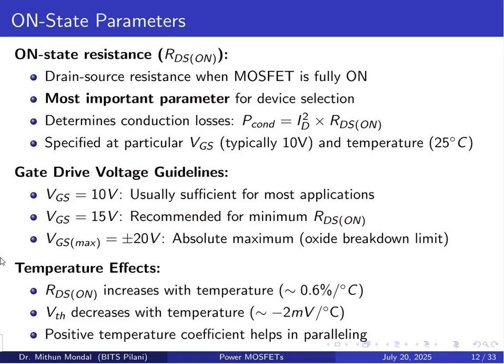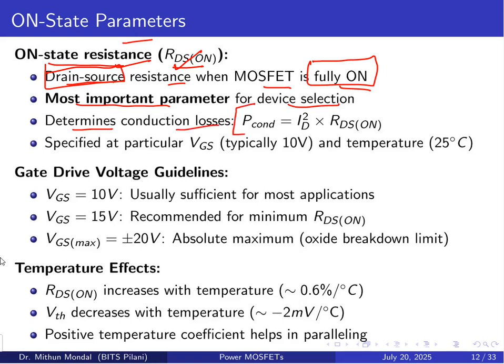Now the on state parameters. If we discuss, it is basically the on state resistance which is RDS on. So this is the drain to source resistance when the MOSFET is fully on. When the MOSFET is fully on, what is the resistance between the drain to source? This is known as RDS on. This is the most important parameter for any device selection because it determines the conduction losses. Conduction loss is given by the formula ID square, which is the drain current squared, multiplied with the resistance of the drain to source under the on state.